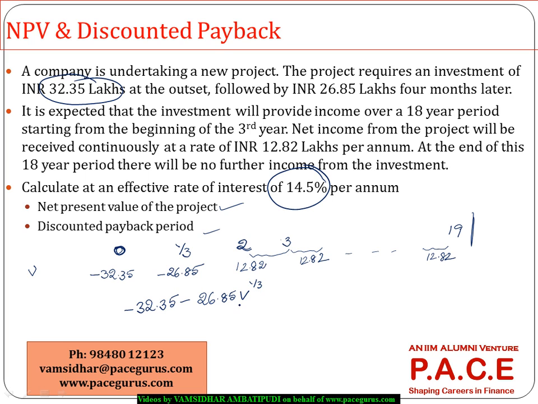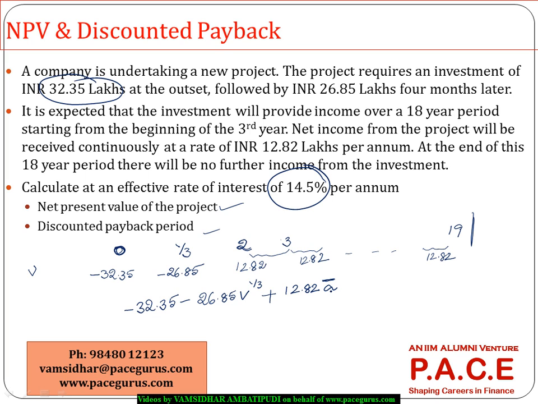Minus 26.85 V power 1 by 3. But of course, this is the important one. This is the cash inflow. So I'll make it 12.82 per annum. And that too because it's on a continuous basis and it's an annuity, I'll take the present value of this continuous annuity.